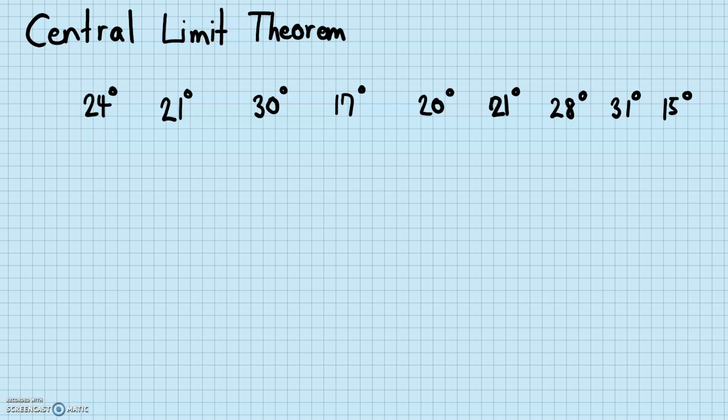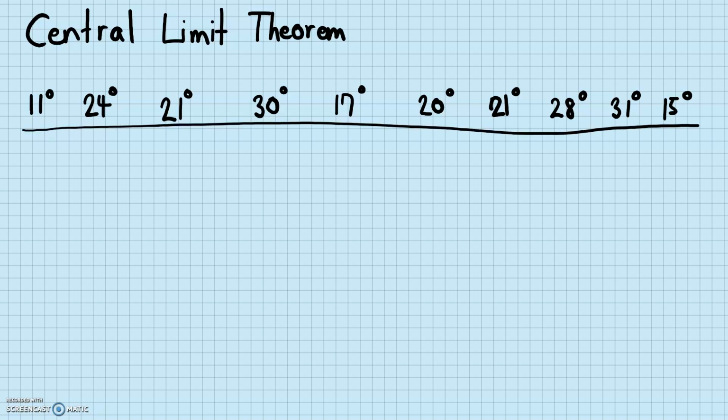Obviously, there's going to be much more than this. I'm just writing down 9 for the sake of time. Actually, let me add one more to make a nice 10. So I have 10 temperatures taken of a city during 1 month. And I'm going to have a mean for this data set, right? I can find the mean of this by adding them all up and dividing by 10.